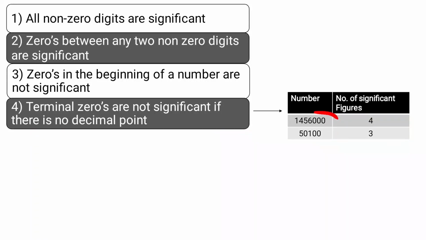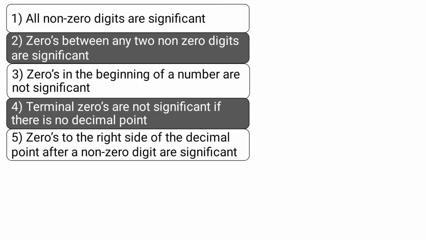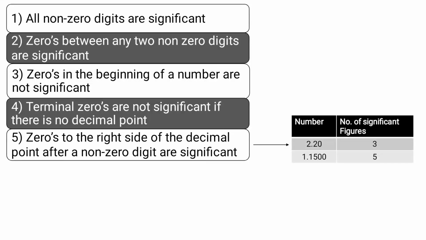Going to the fifth rule, zeros to the right side of the decimal point after a non-zero digit are also said to be significant. So let us take the example. Now here the zeros are present towards the right side and after the non-zero digit. Okay, here in the first example 0 is present after 2, whereas in the second example 2 zeros are present after 5, and there is a decimal point.